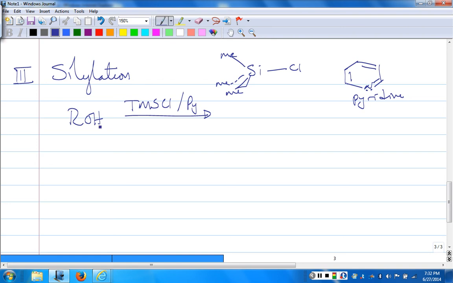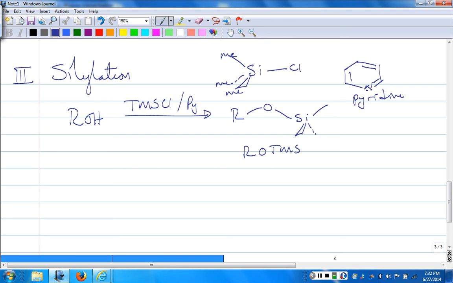So if I treat the alcohol with trimethylsilyl chloride and pyridine, what I end up with is this compound. And I'll write it two ways, right? So I can get this compound, which I can also write as ROTMS, right? RO trimethylsilyl. And you'll want to get fairly familiar with this lingo because it's used fairly often.